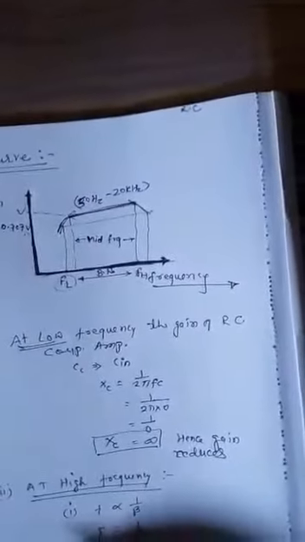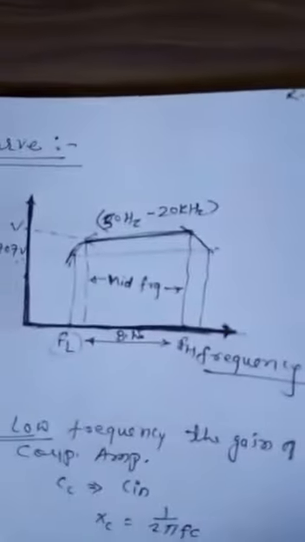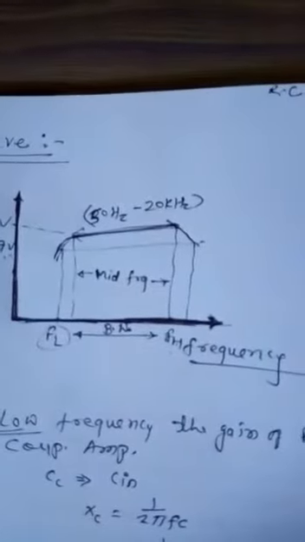Hence the RC coupled amplifier is also called an audio amplifier, because in this amplifier the gain frequency is in between 50 Hz to 20 kilohertz.